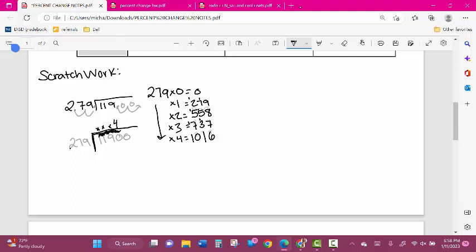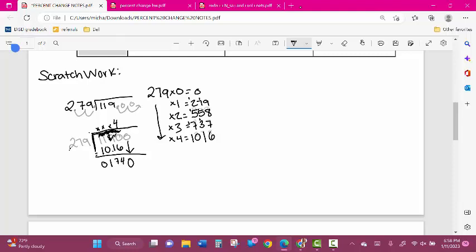And 4 groups of 279 makes 1,016. Then I can do the subtraction. Can't take 6 from 0, so I borrow from the 9. The 9 becomes an 8, and the 0 becomes 10. 10 minus 6 is 4. 8 minus 1 is 7. 1 minus 1 is 0, 1 minus 0 is 1, and 1 minus 1 is 0. My bad. Okay, now I'm ready to drop down the next number.